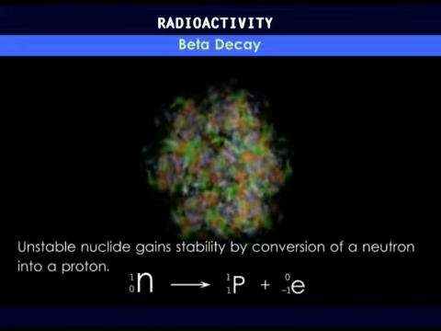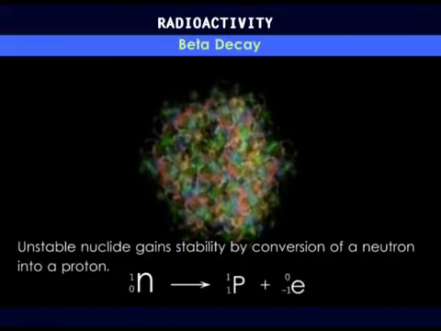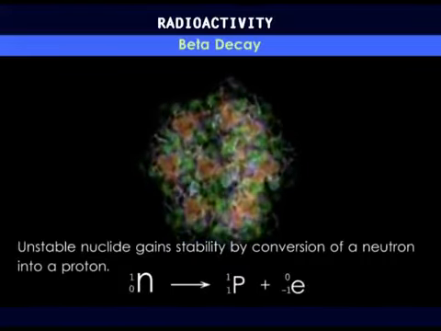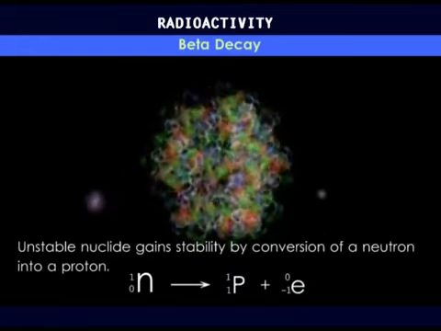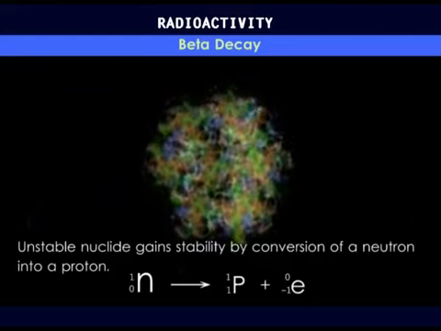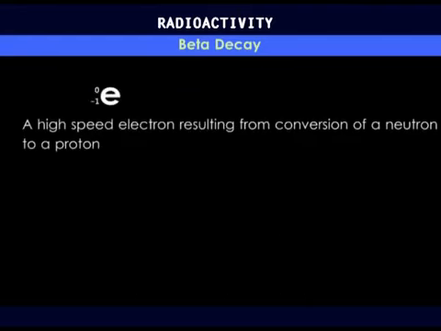Beta decay. An unstable nuclide may also gain stability by conversion of a neutron into a proton. Consequently, an electron is emitted. This is beta decay. So a beta particle is basically a high-speed electron resulting from the conversion of a neutron to a proton and is represented as shown here.